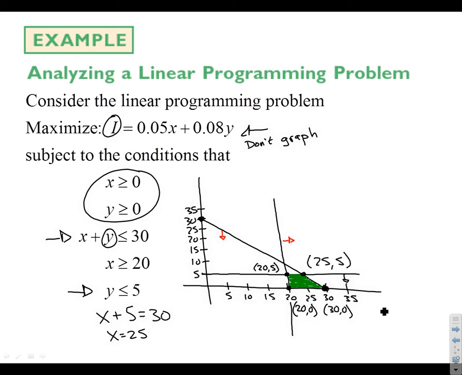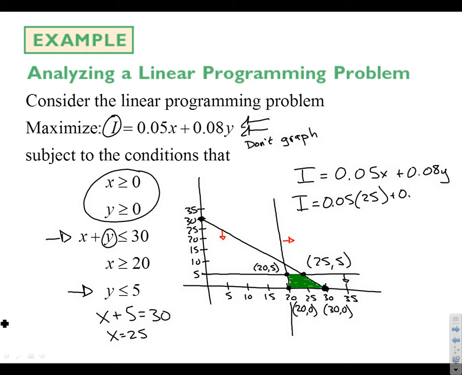All right, which of those is going to maximize our function up at the top? So we say I equals 0.05x plus 0.08y, and we just need to plug them in. We could plug this in a couple times if we wanted to, or we can use our calculator. I'm going to do it by hand first, and I think I'll walk us through how to do it on the calculator in class, just for some time saving here. So I equals 0.05, let's plug in 25, plus 0.08, 5.